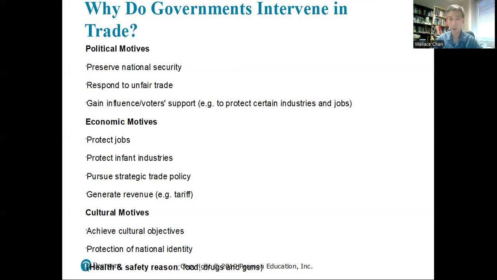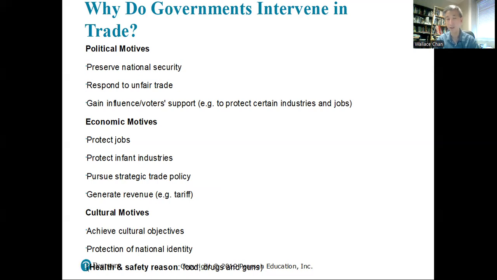Another possible reason out of the political motive may have to do with the response to unfair trade. That means one country finds that the other country is not being fair to them, so they've decided to retaliate and to intervene in trade. Or in order to protect certain industries and jobs, especially if a political party wants to gain influence or voters' support.